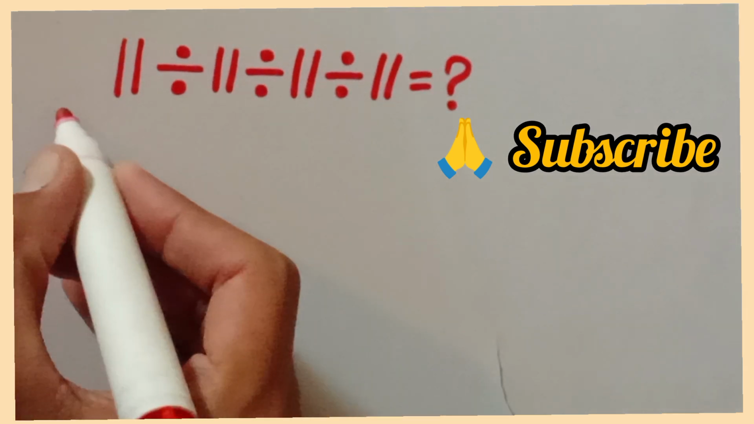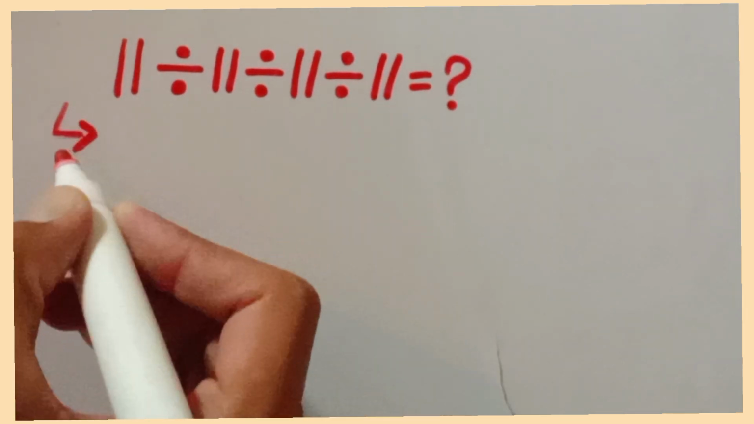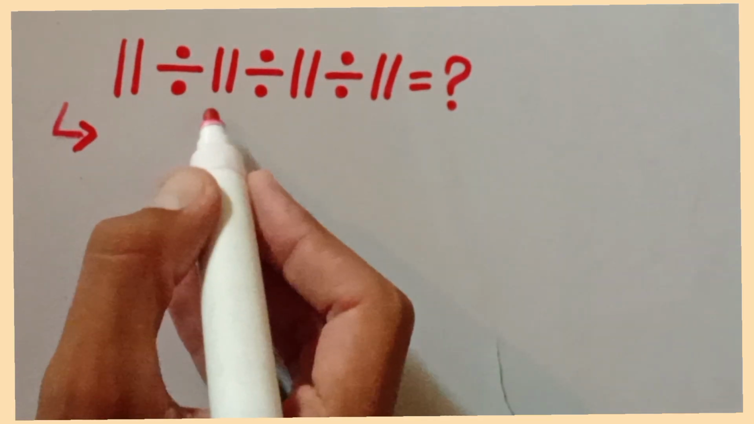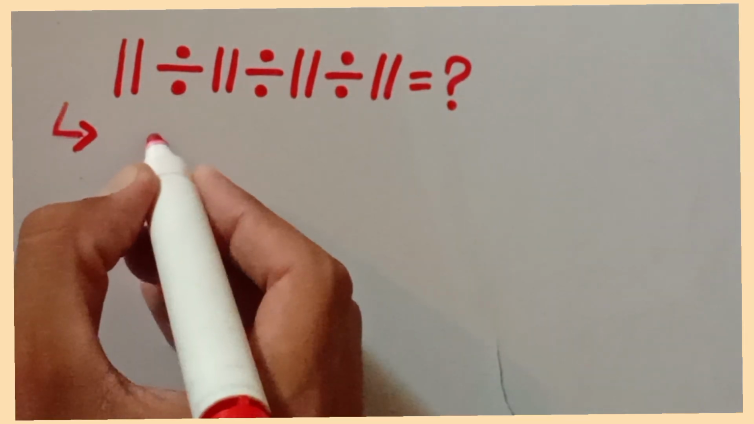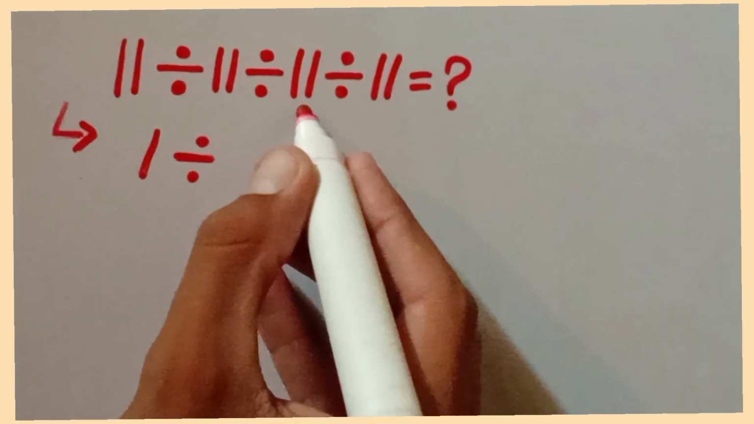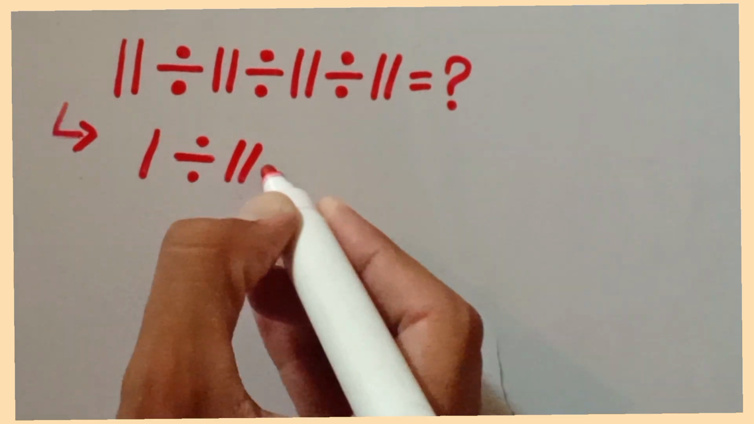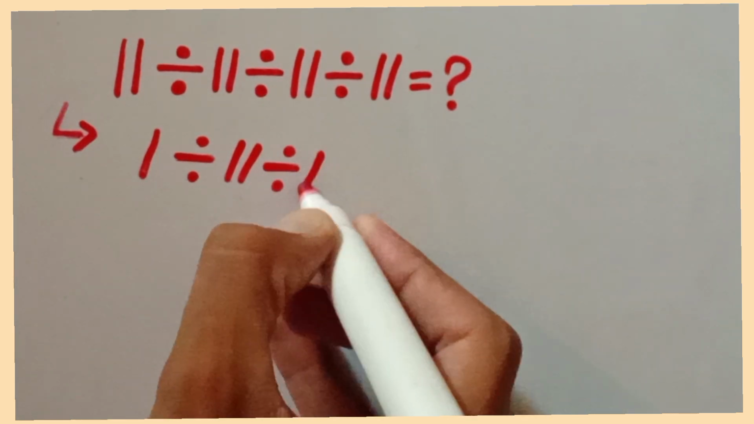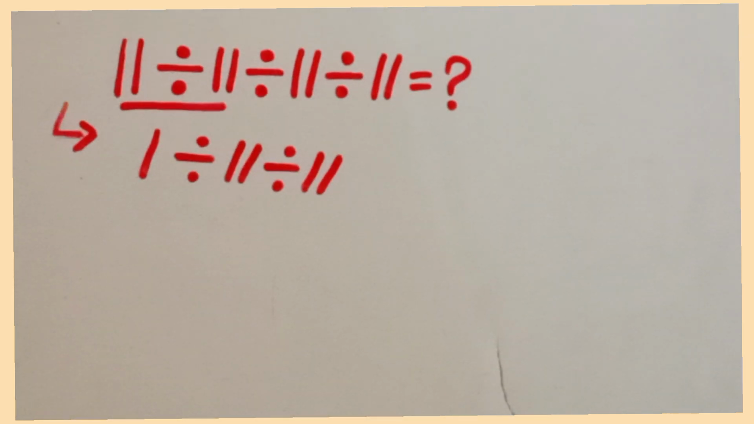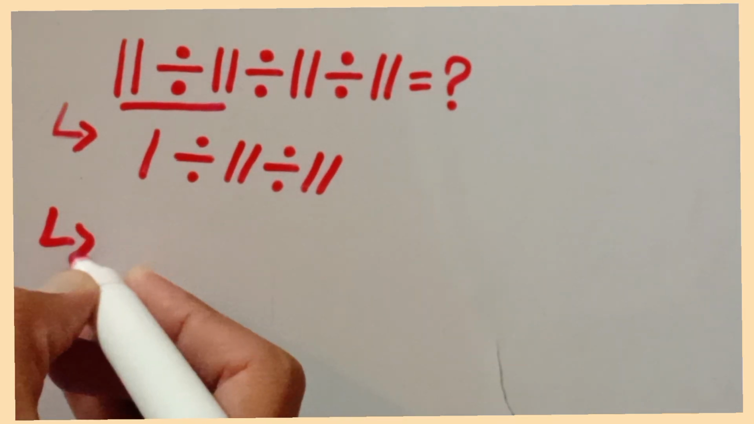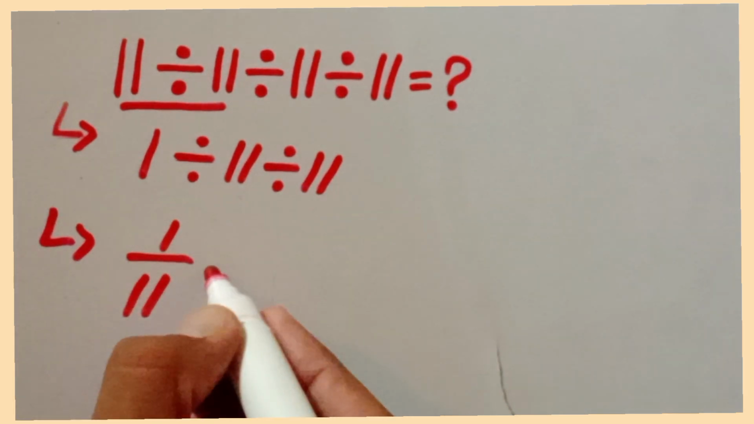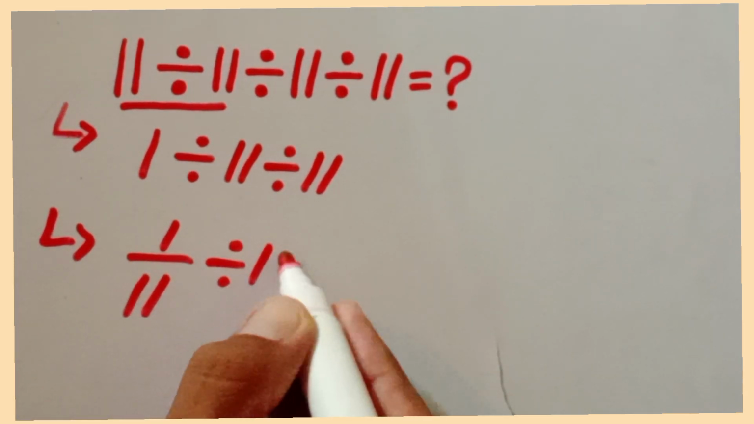So firstly, we can start this question from the left side. So 11 divided by 11 is equal to 1, divided by 11 divided by 11. Okay students, firstly we solve these two numbers. Now I can write it as 1 divided by 11, divided by 11.